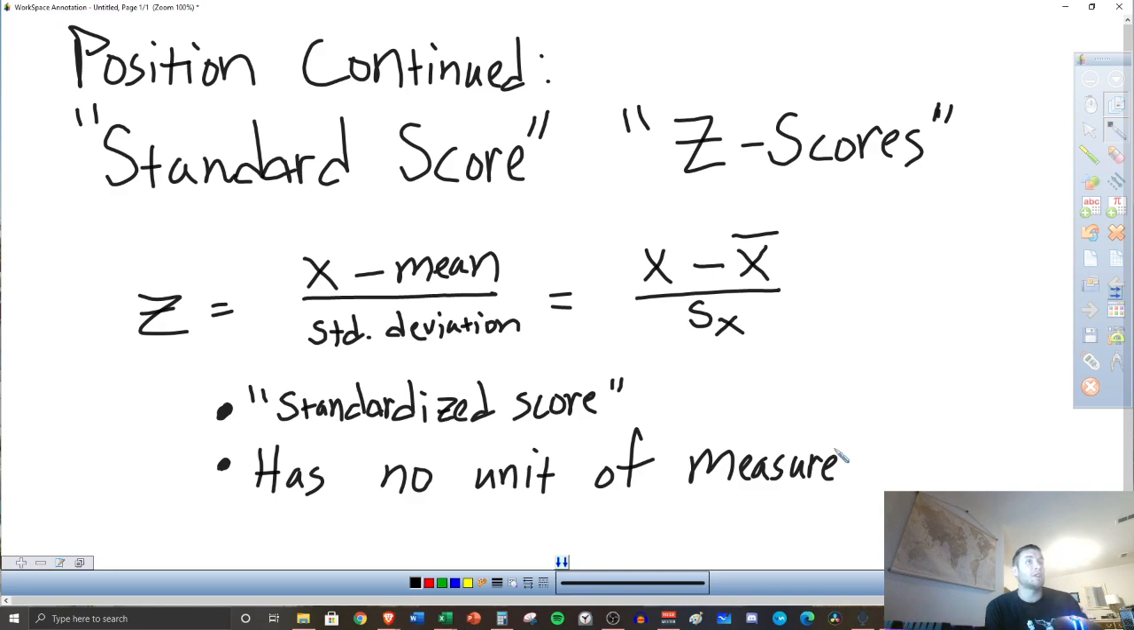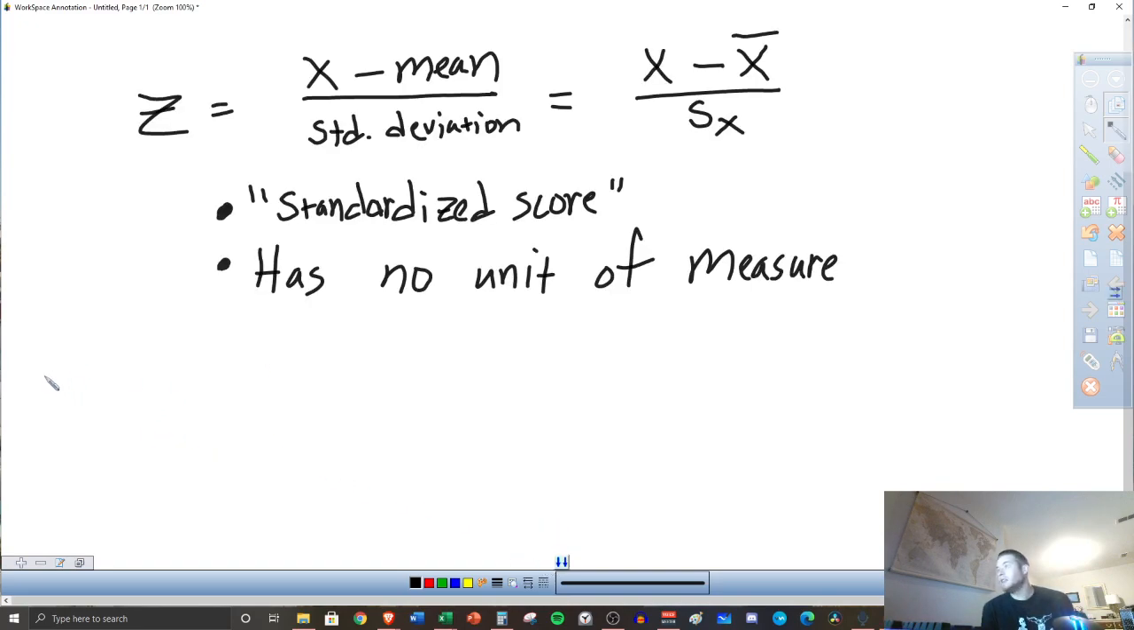So remember what standard deviation is. Standard deviation is the average distance from the mean. So you want to know how many of those average distances you are from the mean. So it can be kind of complicated if you think about it.